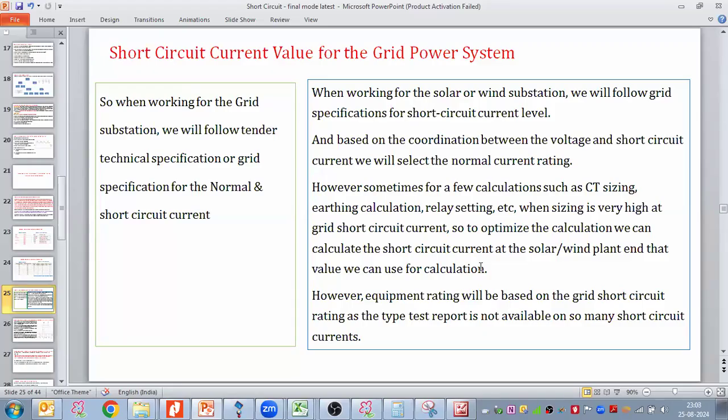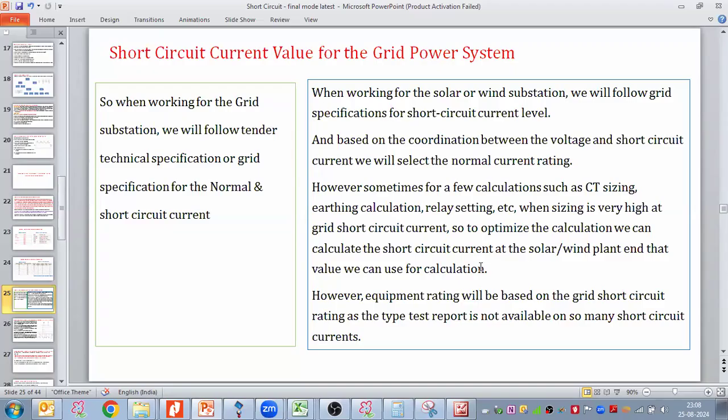But for the equipment rating, except CT, for the breaker, the isolator, these equipment ratings will be based on the grid short circuit rating, as the type test report is not available for so many short circuit currents.